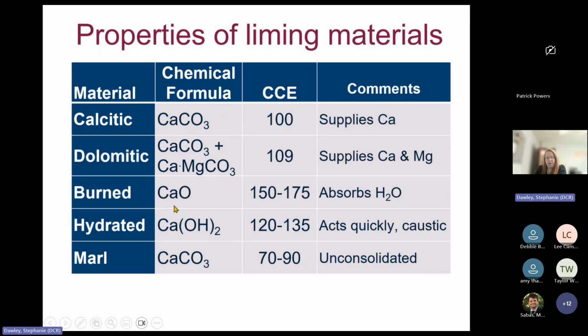Burn lime, this is that CaO. It's going to be significantly higher supplying rate because it absorbs H2O faster, and you'll just get more of your neutralizing effect there. So you need less of this material compared to calcite. You have your hydrated lime, which is CaOH2, which acts quickly but can be caustic. And then you have your marl, which is on the left side, 70 to 90, and it tends to be more of a collection of different things, unconsolidated, also your shells.